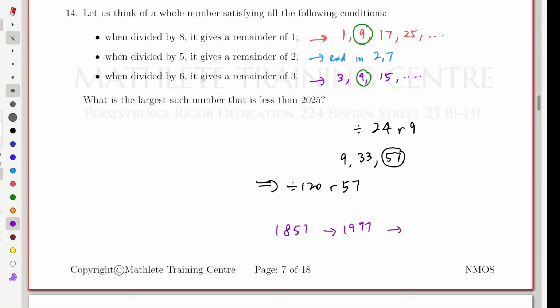If I add another 120, it's going to be 2097. That's too big, right? Don't want to have this. So therefore, the largest number that divided by 120 has remainder 57 will be the number 1977.